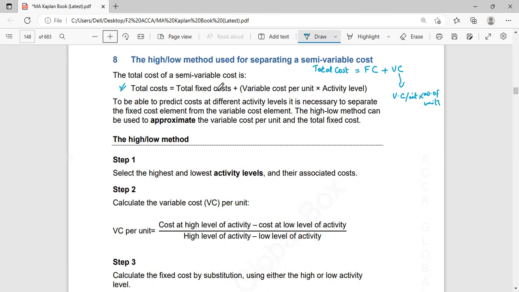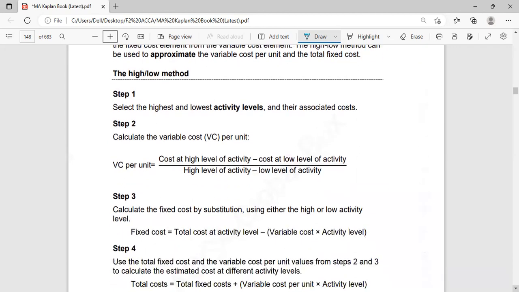Total cost is equal to total fixed cost plus variable cost per unit times number of units, or activity level, or level of activity, or production units. These all mean the same thing. Okay, now let's start. There are four steps that you need to follow to split the semi-variable cost into fixed and variable element. The first step is to select the highest and lowest activity levels.